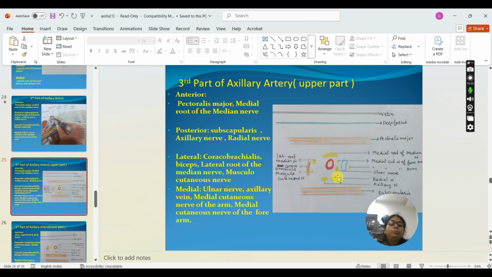Okay. Now, posteriorly, you have the subscapularis. Between the artery and the muscle, we have two things. They are the axillary nerve and the radial nerve. Between the axillary artery and the axillary vein, we have two things, the ulnar nerve and the medial cutaneous nerve of the forearm. More medial to the axillary vein, we have the medial cutaneous nerve of the arm. Laterally, the lateral root of the median nerve and the musculocutaneous nerve, which enters into the coracobrachialis muscle.